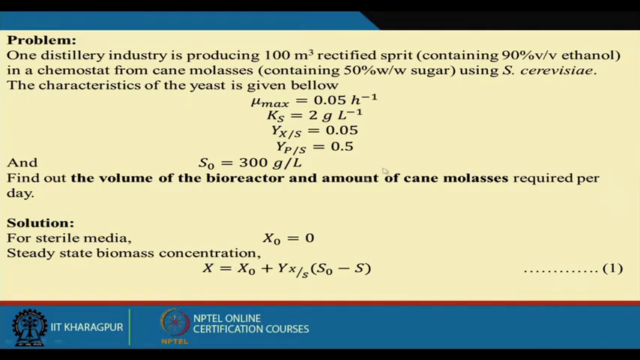Under aerobic condition, the characteristics of the organism will be different. So, mu max is 0.05 per hour, Ks is 2 gram per liter, Yx/S is 0.05, Yp/S, P meaning ethanol, gram of ethanol per gram of substrate consumed, is 0.5, and S0 value is 300 gram per liter. Find out the volume of the bioreactor and the amount of cane molasses required per day.